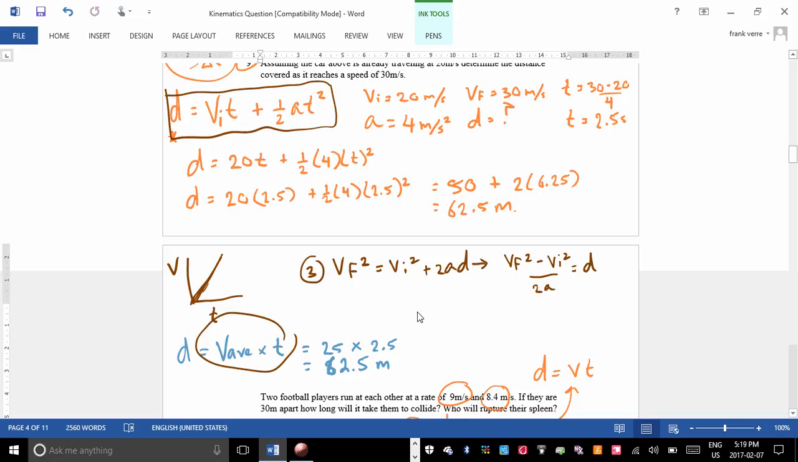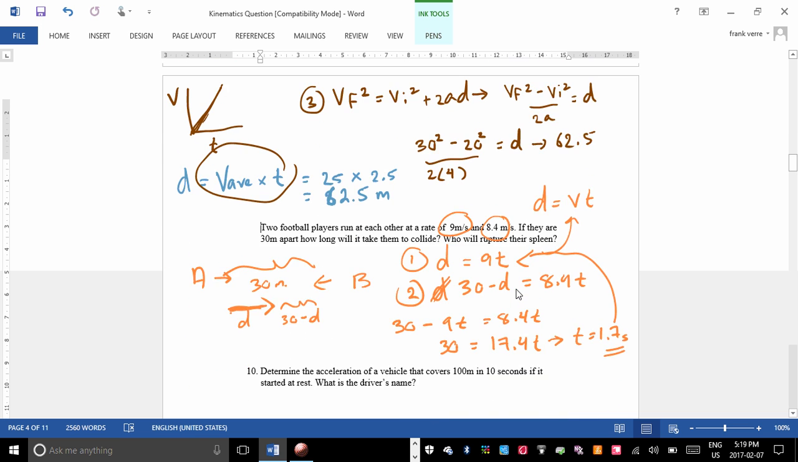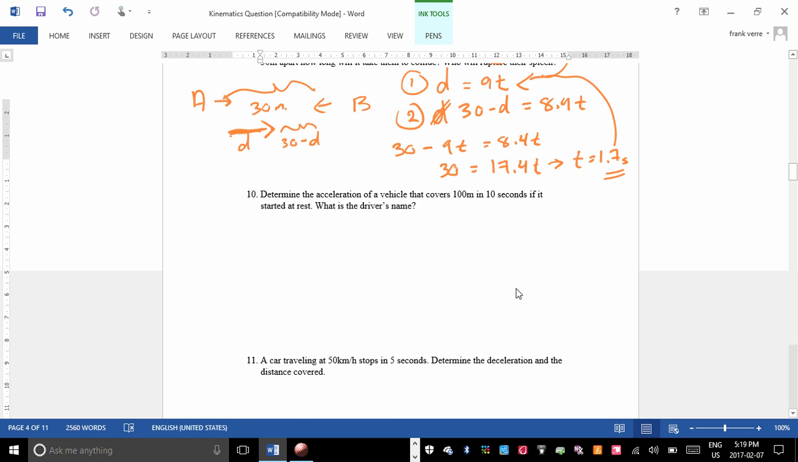If we use this equation, your Vf squared is 30. Your Vi squared was 20. Your acceleration is 4. So 2 times 4. And then we solve for D, and you'll get the same answer, which is 62.5. So you have 3 different ways of solving this question, 3 different formulas. So let's look at another example with acceleration. So let's take a look at this one.